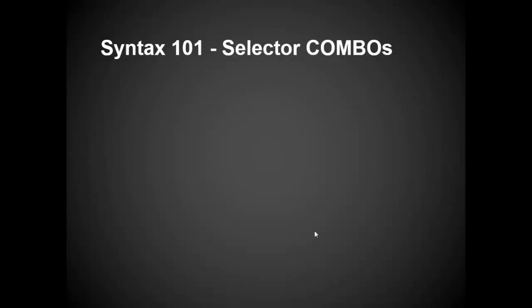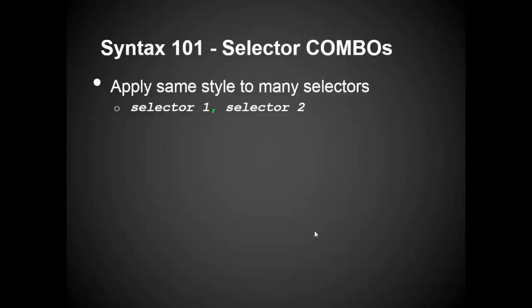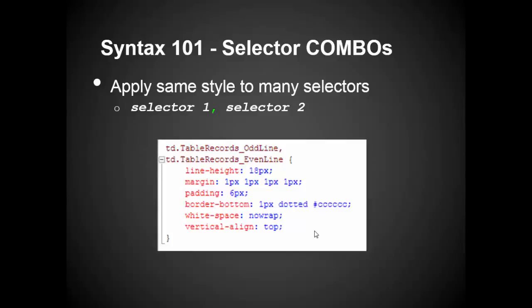Additionally, selectors can be combined into combos, as we have already seen. So to apply the same style to several elements, we just create a combo, and to create a combo we use the comma. Comma means that we are going to apply the style to the element selected by the selector 1 and to the element selected by the selector 2. So here is an example of the platform. As you can see, we are applying this style, which is common for the table records, to the odd line and to the even line.